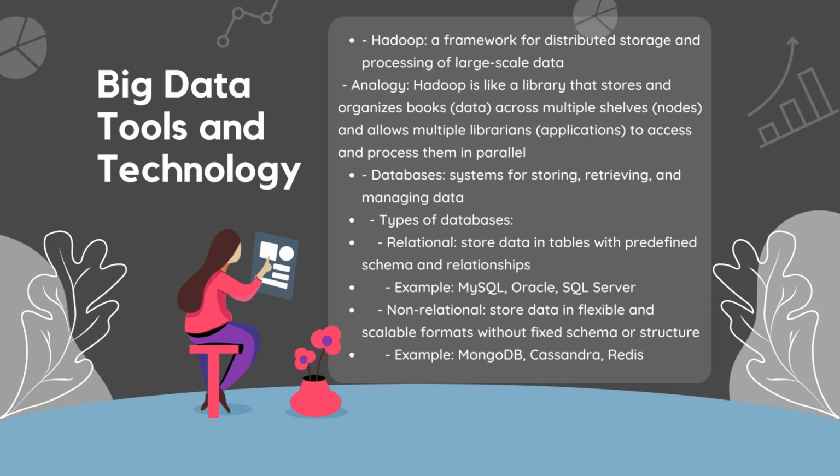Relational databases are databases that store data in tables with a predefined schema and relationships. So relational databases are like cabinets that have fixed and uniform drawers and folders and use keys to link them together. Relational databases are good for structured and consistent data such as transactions, orders, and customers. Relational databases use SQL. SQL is structured query language to query and manipulate data.